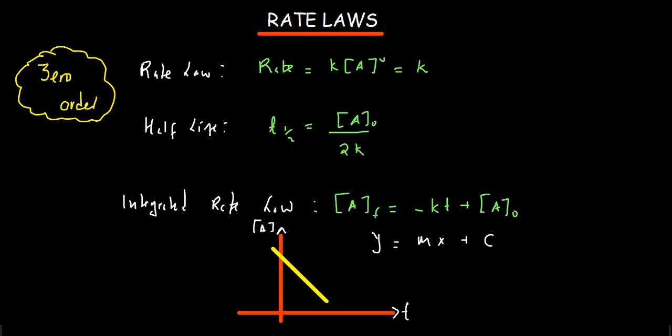And then the gradient of this line is given by negative k. So if they told you that you have a zero order reaction, and once you plot a graph, the gradient of that line, let's say they tell you, is 7, what is the rate constant k? Just know that gradient is equal to negative k. So therefore k will be negative 7. It's important for you to know that. And you can see the way the slope goes, it slants downwards.